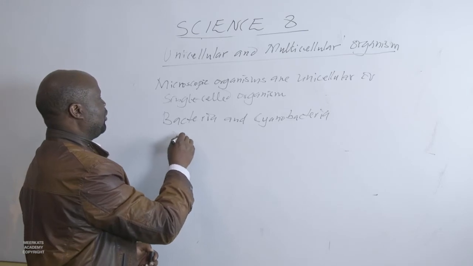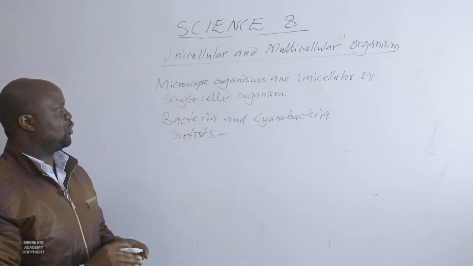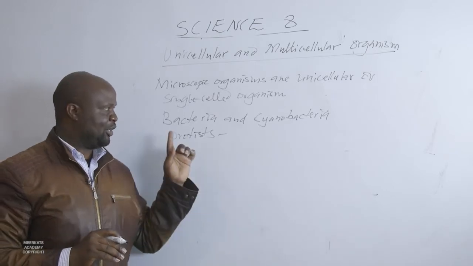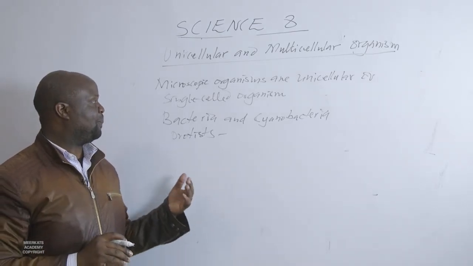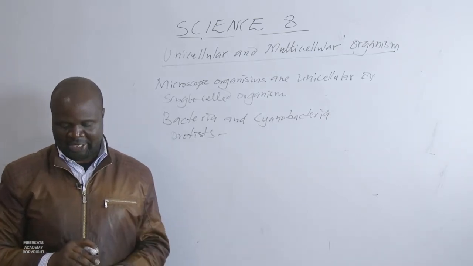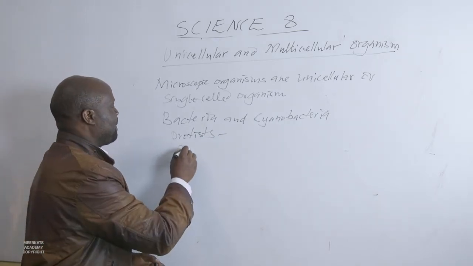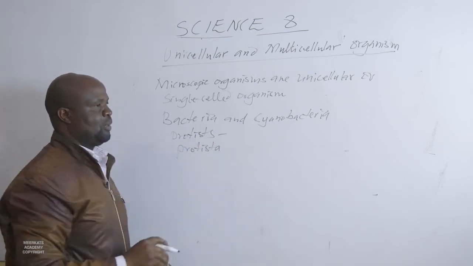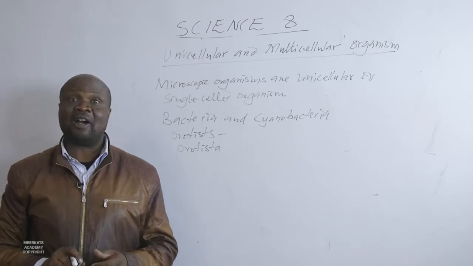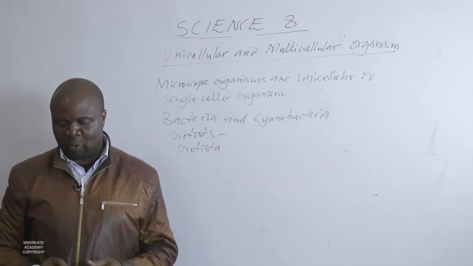We have other organisms called protists. Protists are also unicellular. So we have the bacteria, the cyanobacteria, and protists. All these are unicellular. We are told about the protista. The protista are organisms that have a nucleus and live as independent cells, or they live in colonies with no differentiation into tissues.